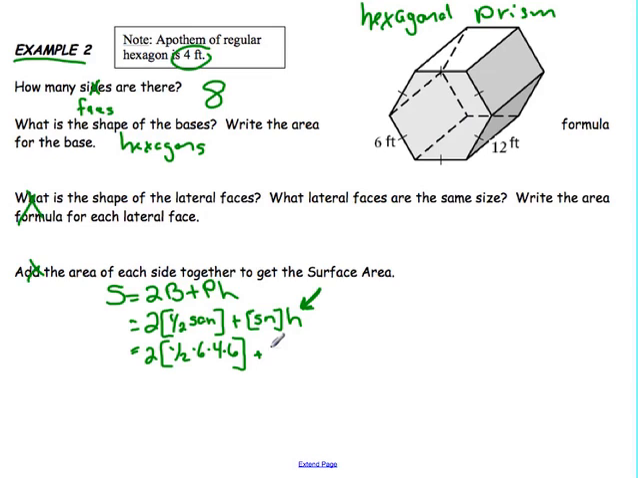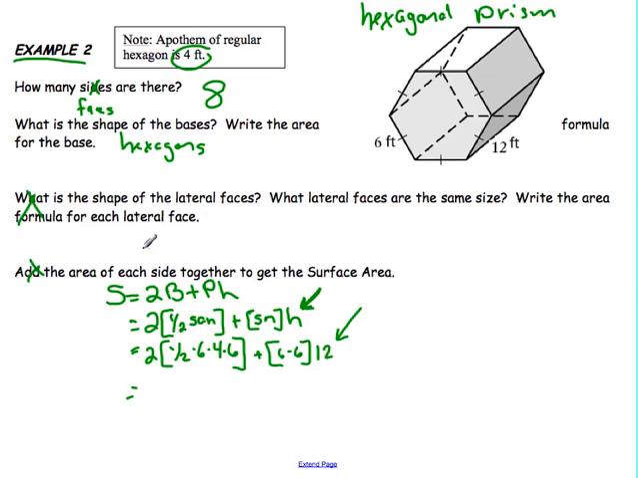Then I'm going to find the perimeter of the hexagon. That's just going to be the side length, which is 6, times the number of sides, which is also 6. And I'm going to multiply that by the height, not of the hexagon, but the height between the hexagons, which is the 12 feet. Again, this number is the most commonly missed piece of this as we move on.